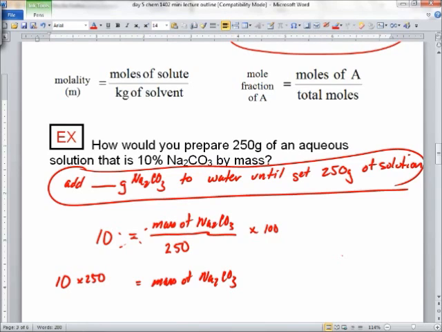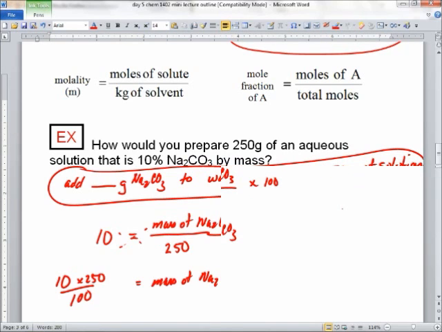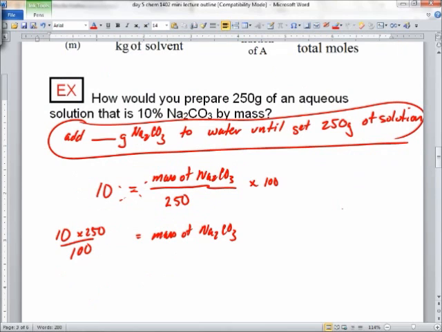Got to get rid of this guy yet. Goes on the bottom, right? You recognized it? That the 100's up on top, that goes on the bottom. 250's on the bottom, goes up there. So 10 times 250 all over 100. Okay. 10 times 250 divided by 100. About 25 is my answer. So that is what we put up here. Add 25 grams of sodium carbonate to water until we get 250 grams of solution.